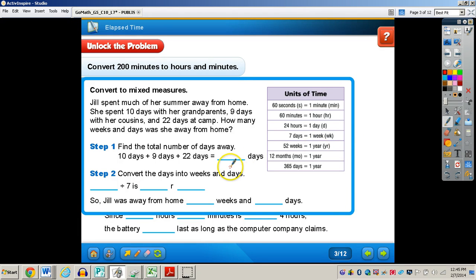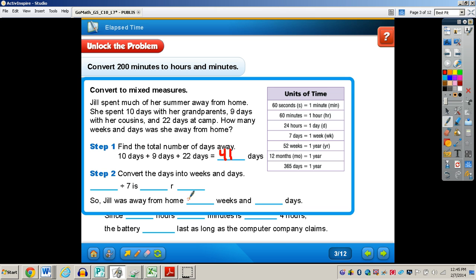So now we're going to take a look at the try this part at the bottom of page 431. It says Jill spent much of her summer away from home. She spent 10 days with her grandparents, 9 days with her cousins, and 22 days at camp. How many weeks and days was she away from home? The first thing we need to do is add 10 days plus 9 days plus 22 days, and that will give us 41 days total.